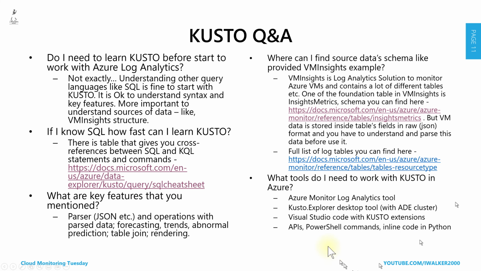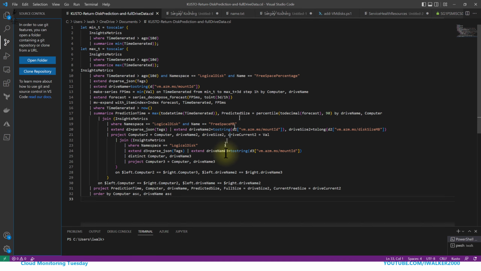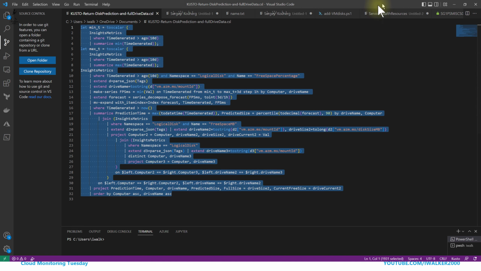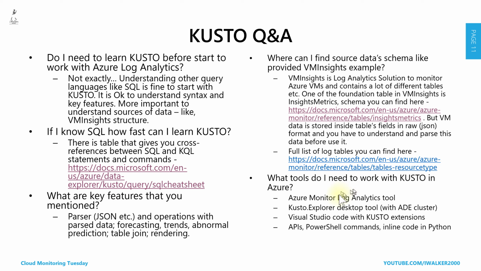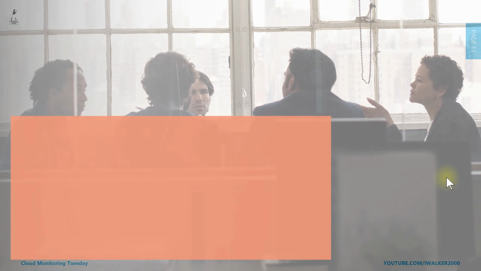Visual Studio Code has the KUSTO extension, and personally I am actively using, for example, this one. You see these options and how it works. And API, PowerShell commands, light code in Python, etc., you can also use to work with KUSTO. And about the PowerShell commands, how to execute, etc., and API, we will talk about in the next sessions.